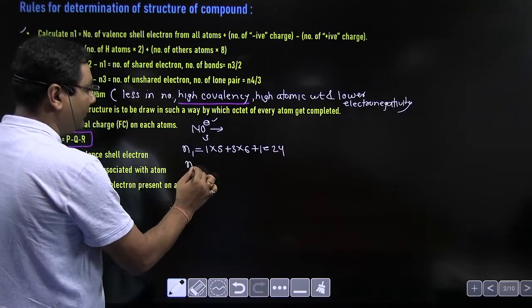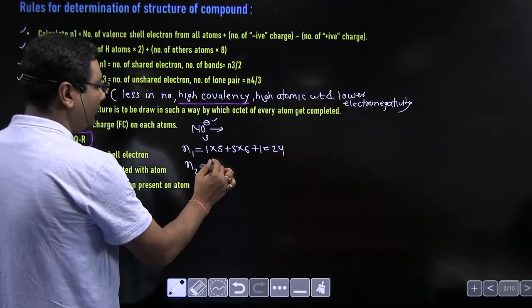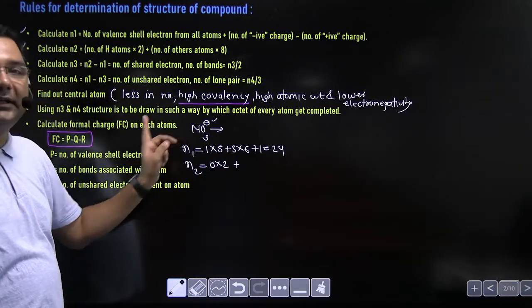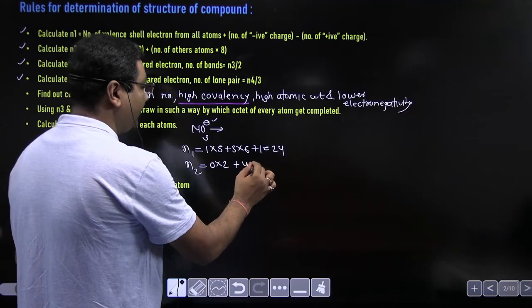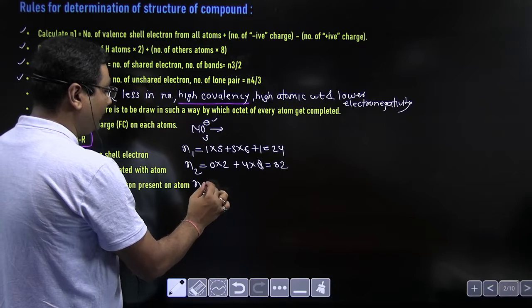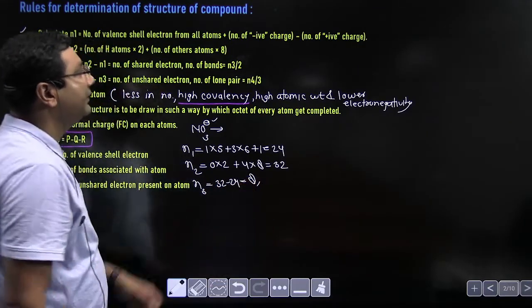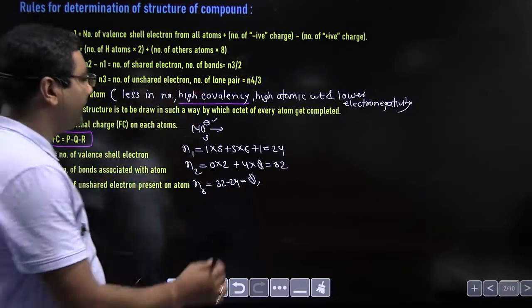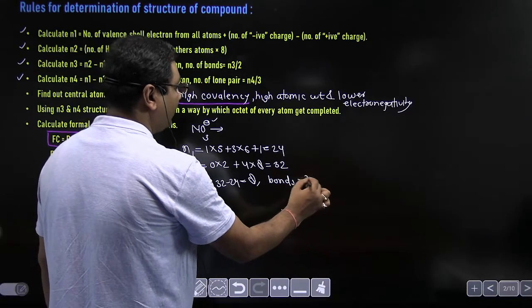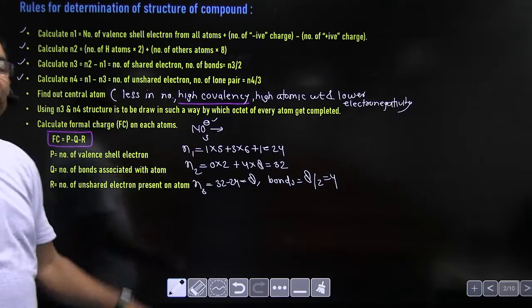Now N2 equals the number of hydrogen atoms into 2, so 0 into 2, plus other atoms into 8. Other atoms are a total of 4 atoms, 3 oxygen and 1 nitrogen, so 4 into 8, which equals 32. Now N3 equals 32 minus 24 equals 8. Now the number of bonds equals 8 by 2, which means 4. Total number of 4 bonds in NO3 minus.